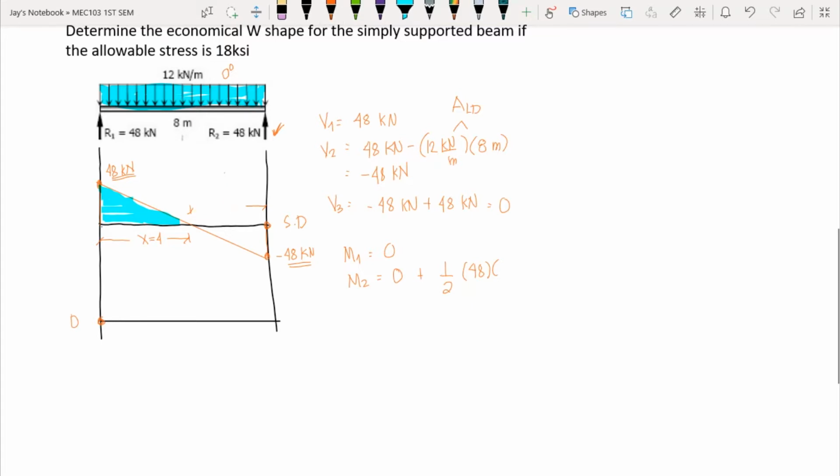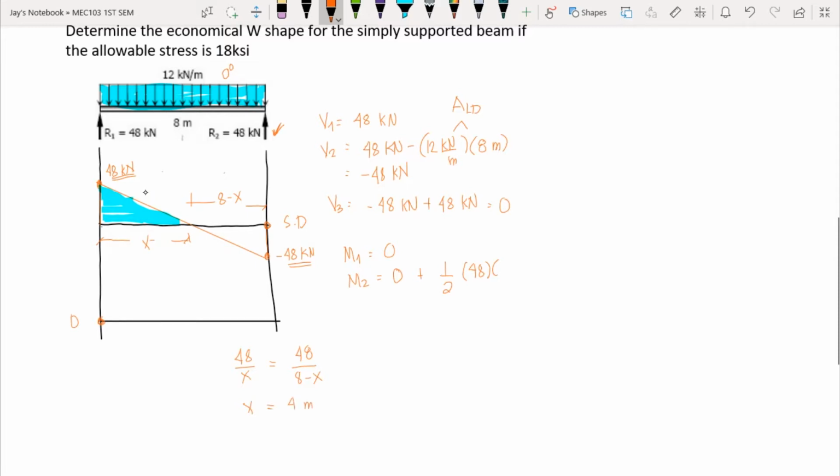Okay, so let's assume this is x. So therefore, the width here is equal to 8 minus x. Correct? So by ratio and proportion, we could have 48 is to x equals 48 over 8 minus x. So this triangle here equals this triangle. That's a similar triangle.